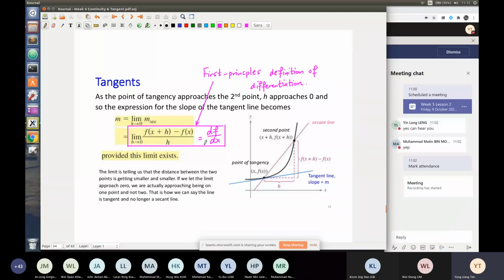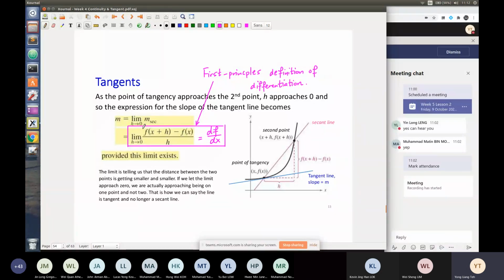In fact, some of you may have gone through differentiation or calculus in general in your secondary school, as well as your poly days. You might not know this because usually what the teacher will tell you is that you have a table of differentials. For example, differentiate x to the power of n, you bring down the n, then the power becomes n minus 1. If you differentiate sine x, you get cosine x, differentiate e to the x, you get e to the x, and so forth. So you have a table of differentials.